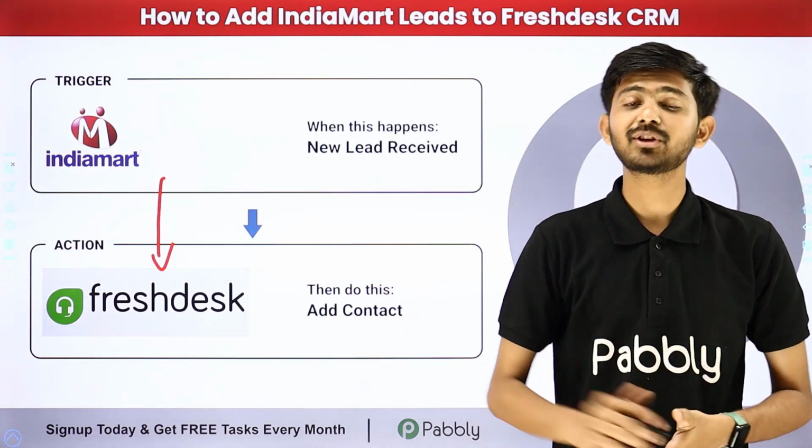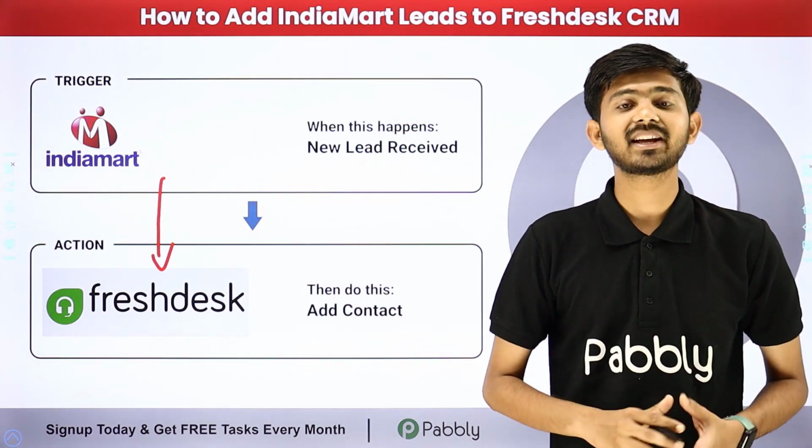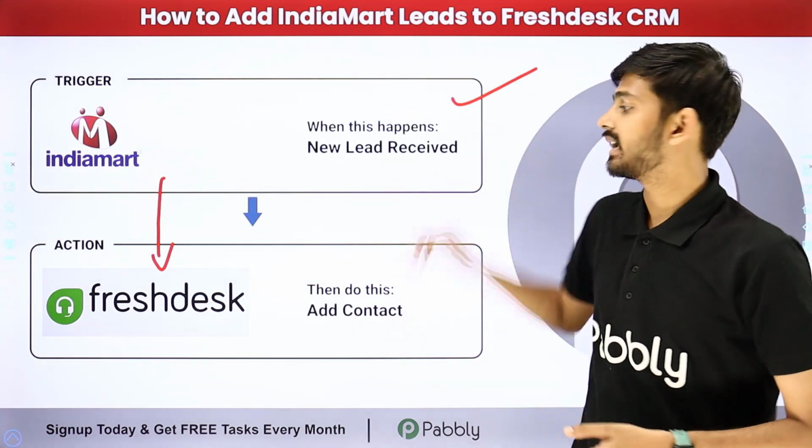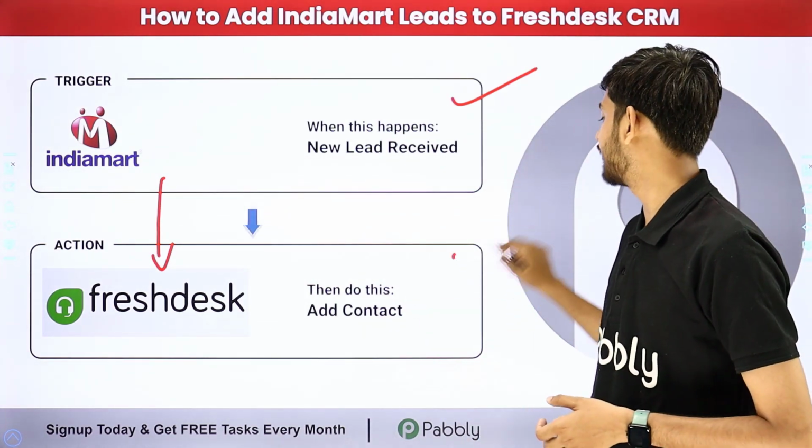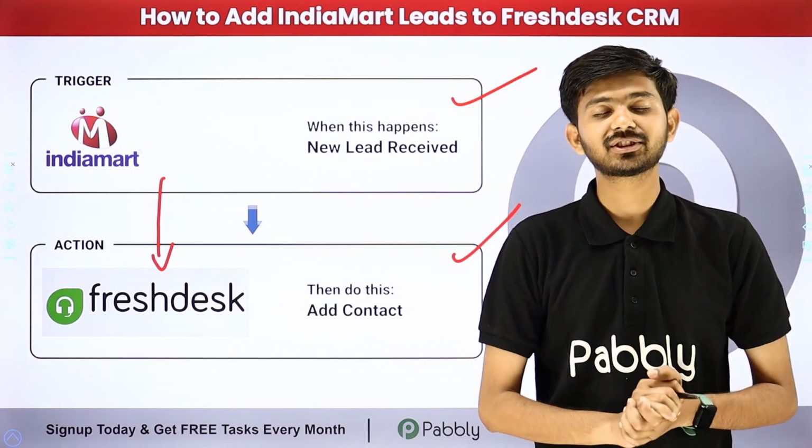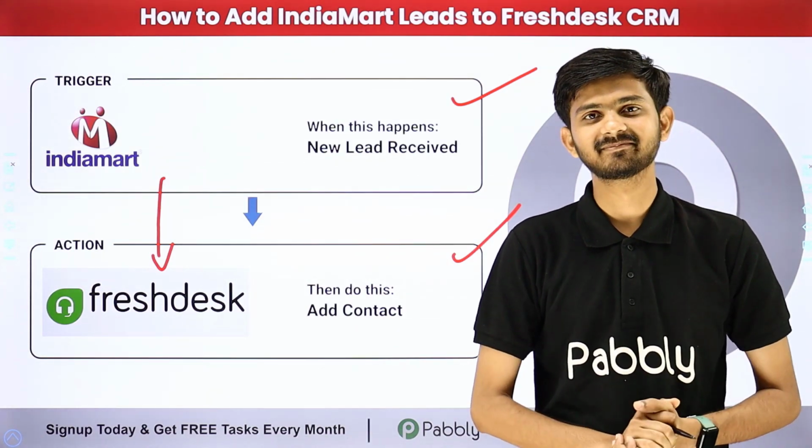In Pabbly Connect, I have to use a trigger and an action. In the trigger application, I'm going to use IndiaMart. In the action application, I'm going to use Freshdesk. So how am I going to build this connection? For that, let me take you to my computer screen.